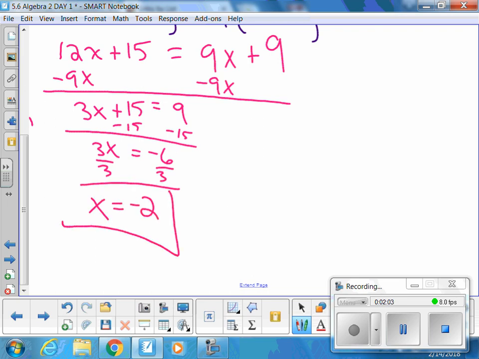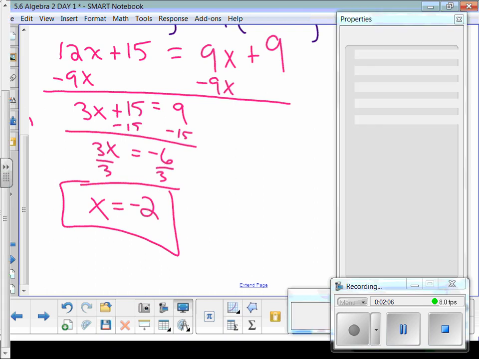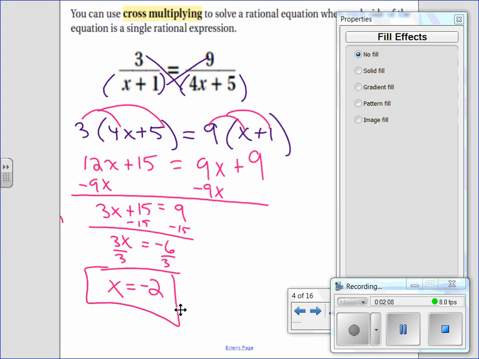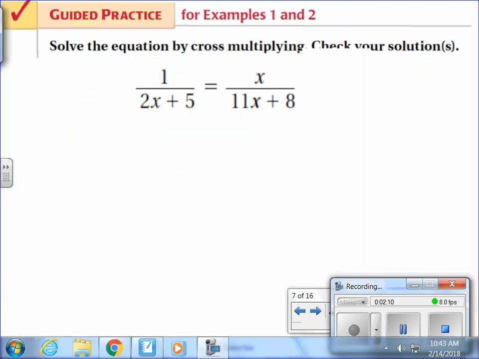So I'll pause and let you write all that down. There's a lot of work, even though it's simple work, okay? All right, we're going to do a little bit harder one that's going to just require a bit more distributing and solving.